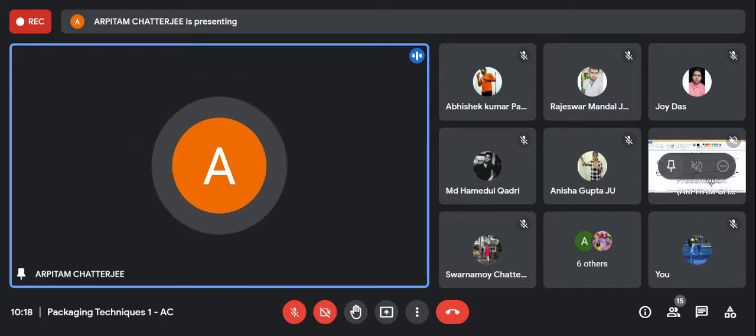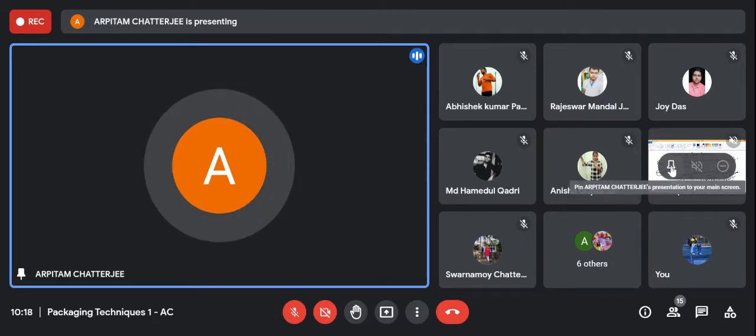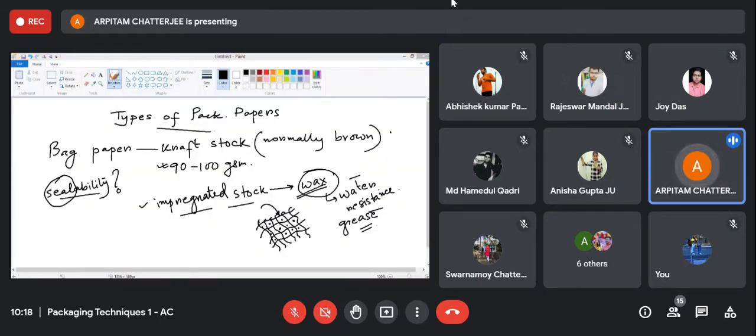Normally we can use something like wax. And in these impregnated cases, there will be a high degree of water and grease resistance. So this is the use of impregnated paper. Can you guess an example where you see impregnated paper very commonly? It may not be a packaging example, but an example of paper. Where have you seen impregnated paper? Wax coated paper maybe.